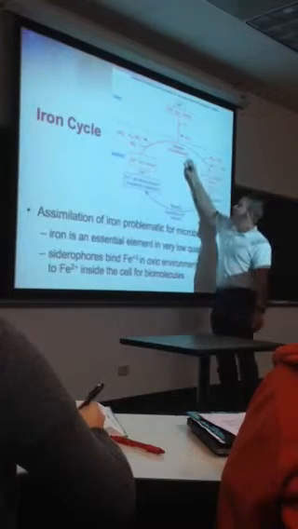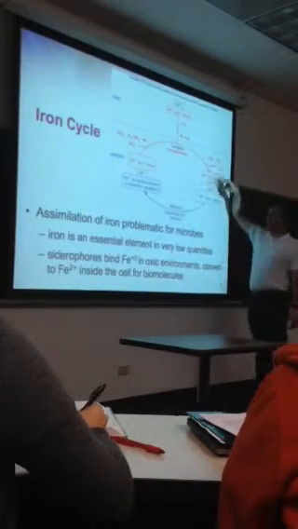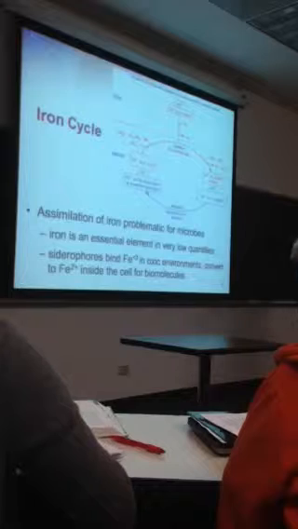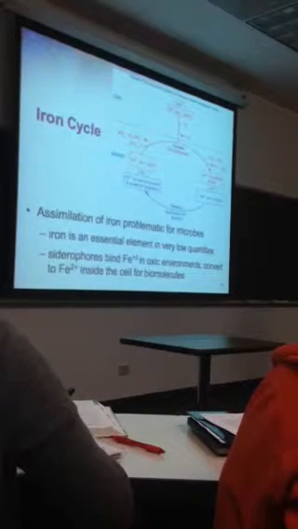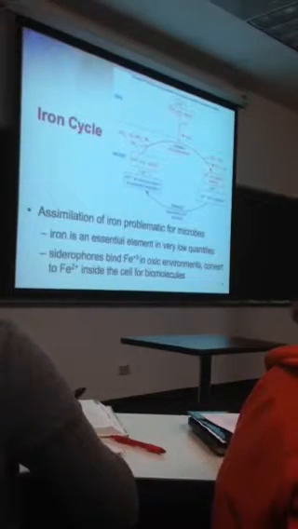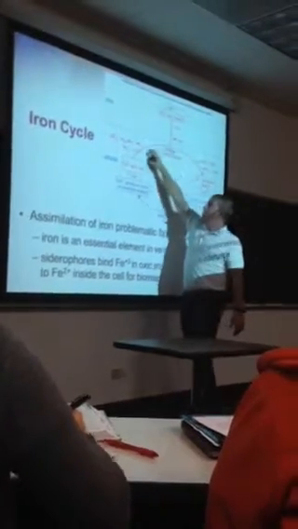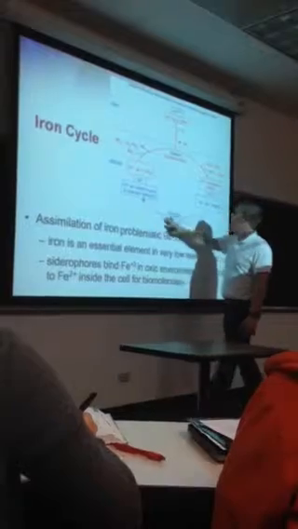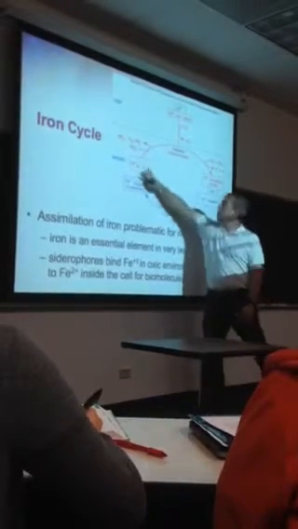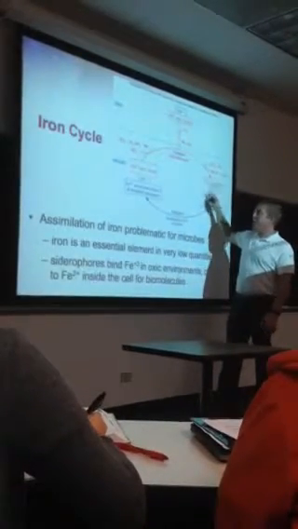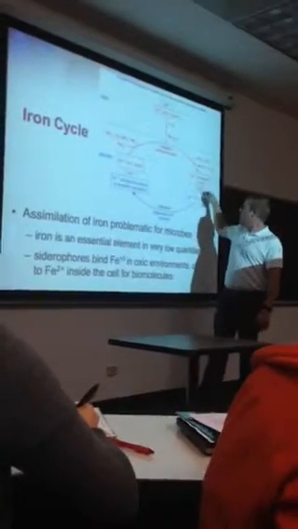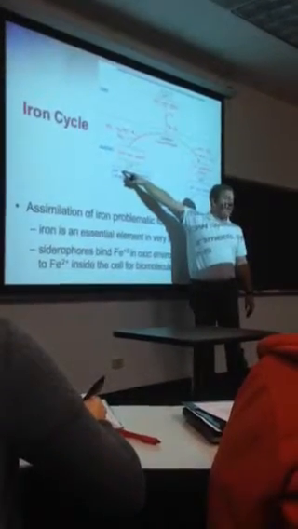You can get it incorporated as an organic molecule. You can incorporate it in heme molecules, and some enzymes will have iron associated with them. But for the most part, you're talking about going from iron 3 to iron 2, and iron 2 to iron 3. Oh, sorry, I did that backwards. Iron 2 to iron 3 is oxidative. Iron 3 to iron 2 is a reductive process.